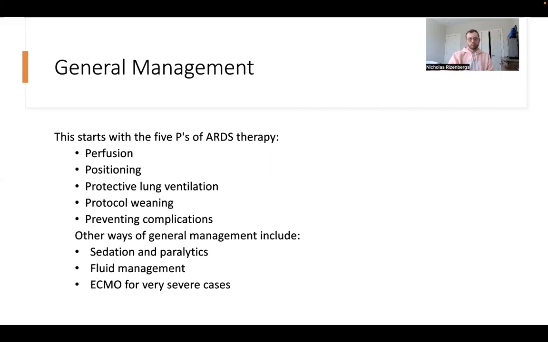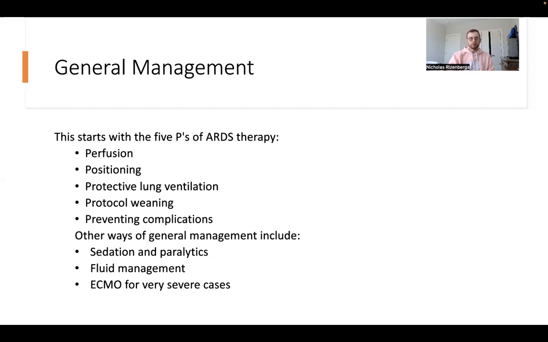Positioning, that's going to be prone positioning, which we're going to talk about in a later video. Protective lung ventilation, also in another video, and ARDS protocol weaning as well, and preventing complications. We're going to tie in with that as well. Other ways of general management are sedation and paralytics, because most of these people are going to be on mechanical ventilation. So you better have them sedated with a paralytic and not one without the other. We know that'll cause a lot of problems.